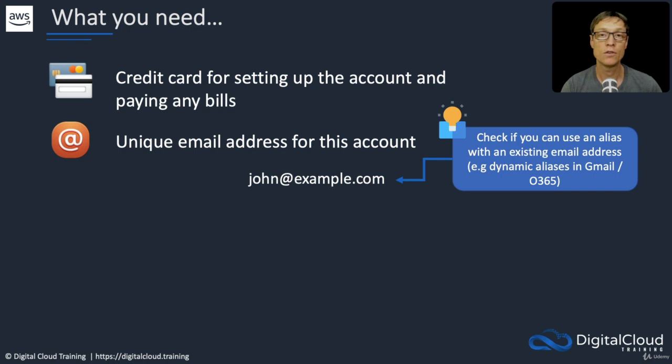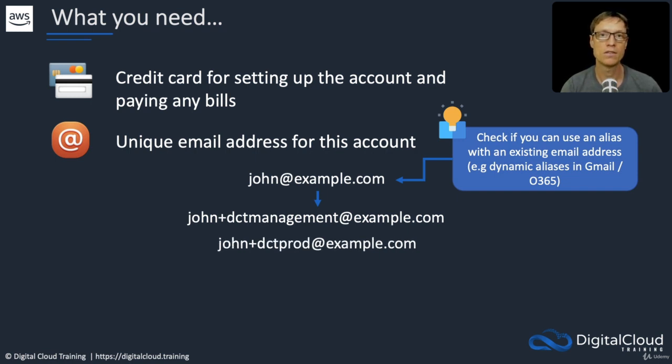Now, what this means is if you've got an email address like john@example.com, and example.com could be a custom email address on Gmail or on Office 365, what you can then do is take the first part of your email address, john, use a plus sign, and then add something unique after it. So in this case, dctmanagement, and then @example.com because that's your domain name. You can create multiple aliases this way. So we could then create our DCT prod account, and we can just create that as a dynamic alias using john+dctprod@example.com. And all emails that go to these addresses will end up in the john@example.com mailbox.